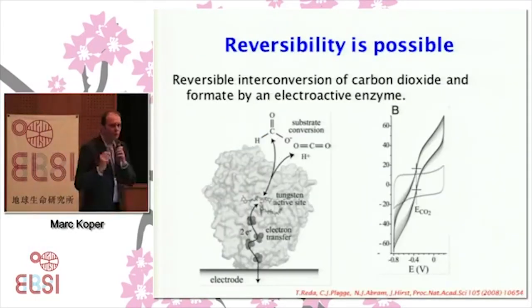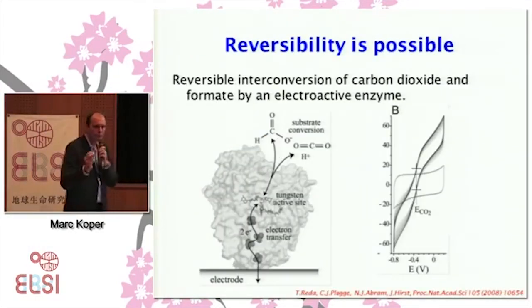Now, just to show you that you can do this reversibly, so you can reversibly convert CO2 into formic acid in this case and back. Here's an example of an experiment from the group of Judy Hurst in Cambridge, where they immobilized the formate dehydrogenase on a pyrolytic graphite electrode.